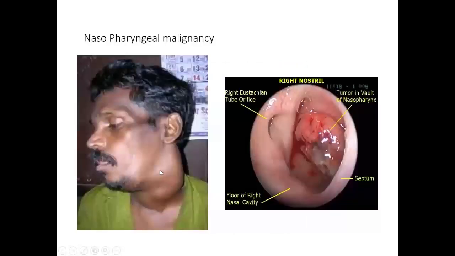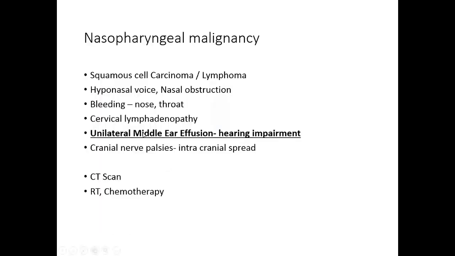So this is another way nasopharyngeal malignancy can present: massive enlargement of the posterior triangle lymph nodes. Endoscopy will show a small tumor in the nasopharynx which bleeds, but there's a massive neck enlargement. So squamous cell carcinomas or lymphomas can present with obstructive symptoms like hyponasal voice or nasal obstruction, bleeding into the nose and throat, cervical lymphadenopathy, or they can present with lateral middle ear effusion and hearing impairment. There can be cranial nerve palsy due to the intracranial spread.